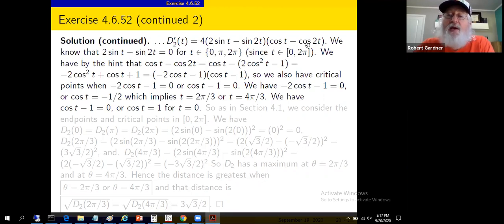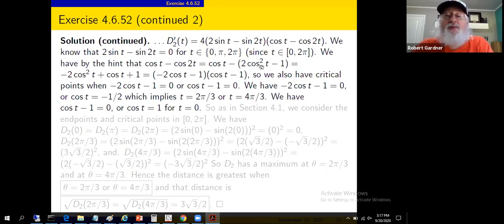Second factor, cosine t minus cosine 2t, we want to set that equal to 0 and see what that implies. Well, hey, cosine 2t is 2 cosine squared t minus 1. That was a hint. So they gave us the hint of this double angle formula for cosine. That's where this comes from. We mentioned it in passing in chapter 1 when we were doing review material. But take the cosine 2t, replace it with this.